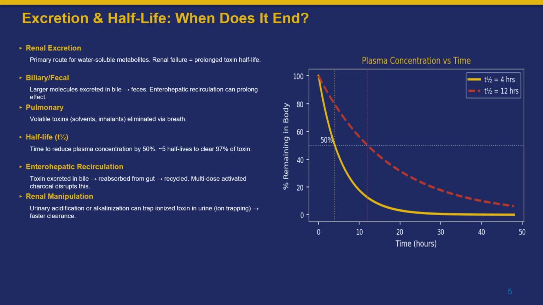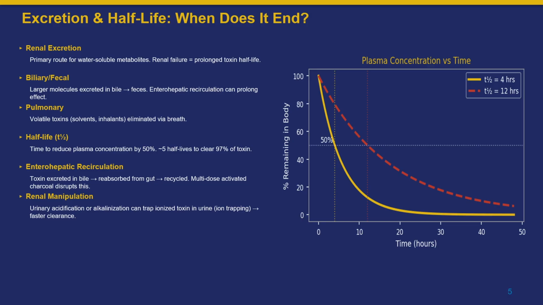Pulmonary excretion, important for volatile substances. This is how solvents, some anesthetics, and ethanol are partly eliminated. Half-life, T 1/2. This is the time for plasma concentration to drop by 50%. It's the clock of toxin clearance. A short half-life means rapid elimination. A long half-life means the toxin lingers and the patient needs prolonged monitoring and support.